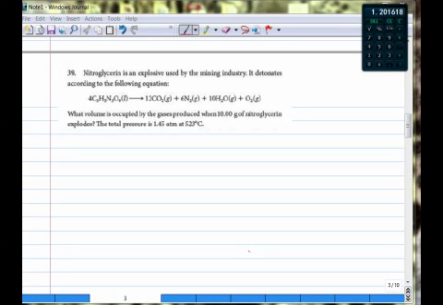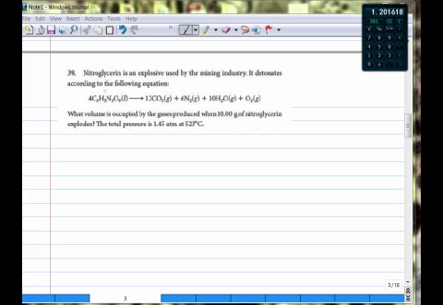This is problem 3, chapter 5, number 39, and this gives you an idea of something that you can do with gases which you would not be able to do with liquids and solids in a stoichiometry problem. Nitroglycerin is an explosive used by the mining industry, and it detonates or decomposes according to the following equation. It's a balanced equation, and the volume occupied by the gases is what they want to know.